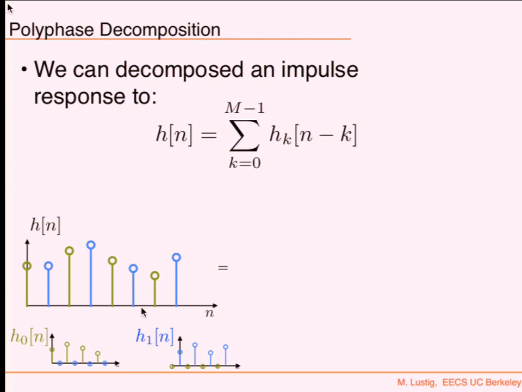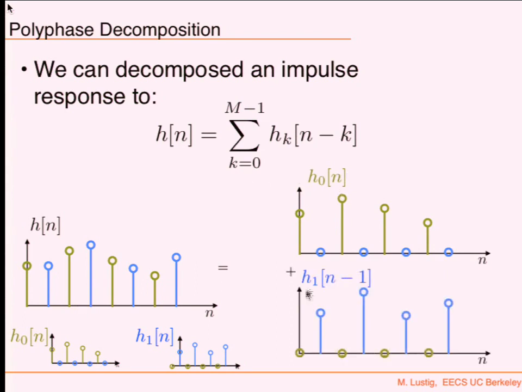I'm just going to look for the case when it's 2. If h of n, I'm going to take the even series, and I'm going to call it h0. And I'm going to take the odd series, the shifted version by 1. So take the odd series and then shift it by 1 backwards. I'm going to call that h1 of n. I'm going to break this into these two in a way that if this is h0 and this is h1 of n minus 1, if you add them together, that will give you h of n.